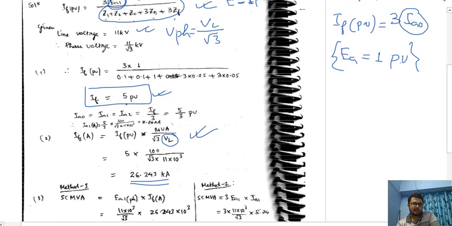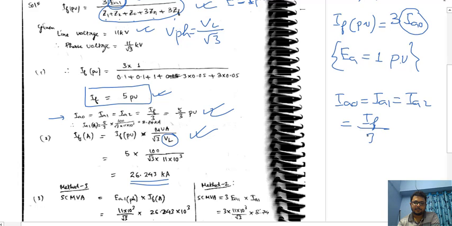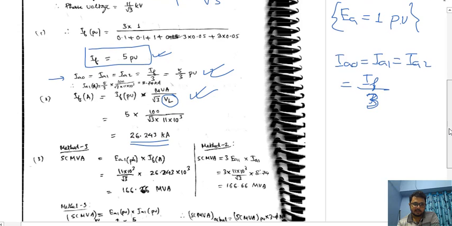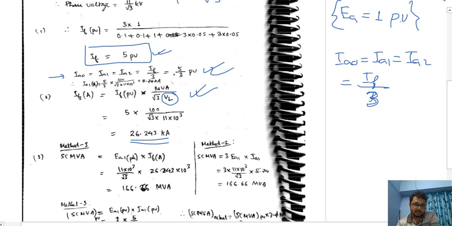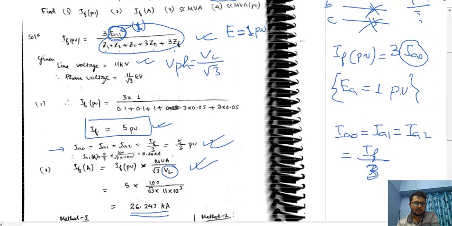In the meantime, we have also calculated IA0, IA1, IA2. Though it is not asked in the question, we have calculated them because we know the relationship between fault current and symmetric sequence current. Here IA0, IA1 and IA2 are equal to IF by 3. So IF is 3 times of this, which means this would be less by 3 times, 5 by 3. Is it clear? So this is one method of calculating.